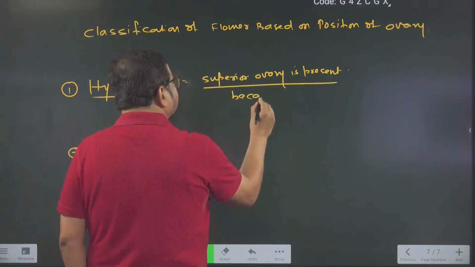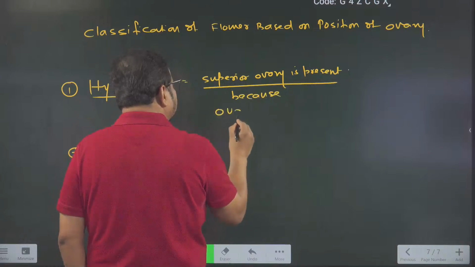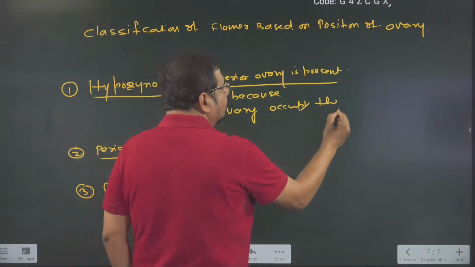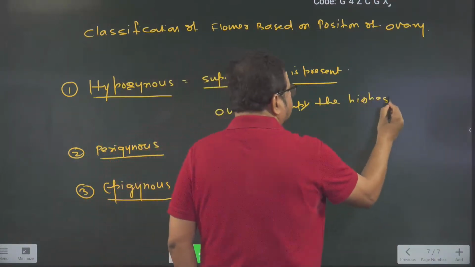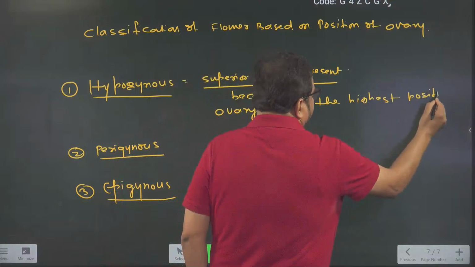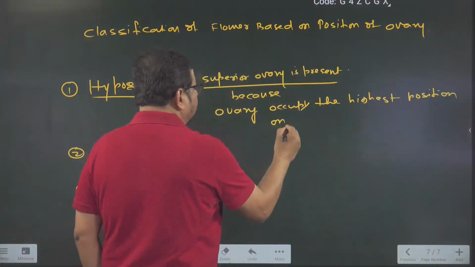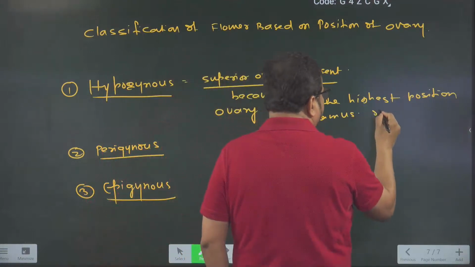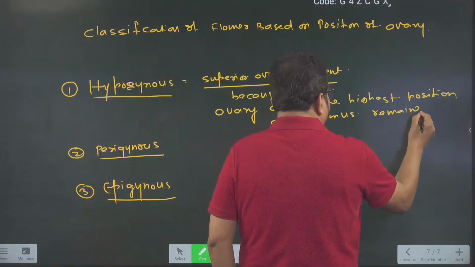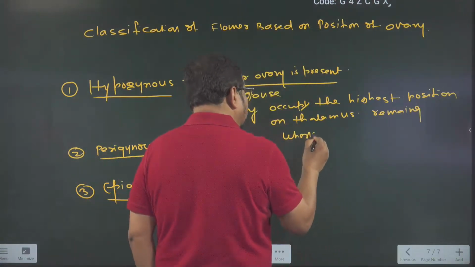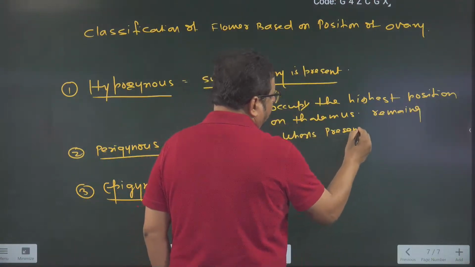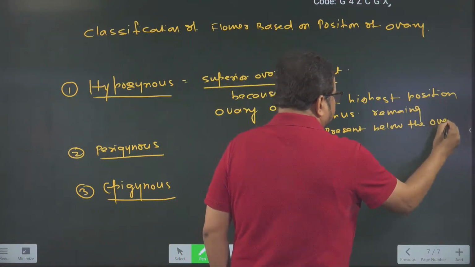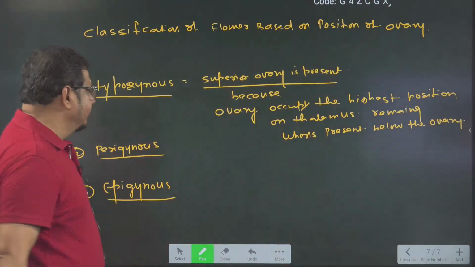Because the ovary occupies the highest position on the thalamus. The remaining whorls are present below the ovary. This condition is called the hypogynous condition.